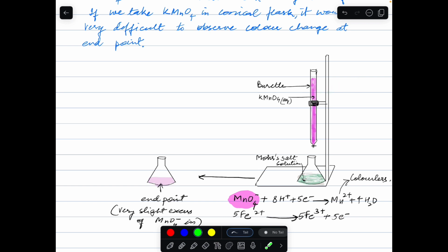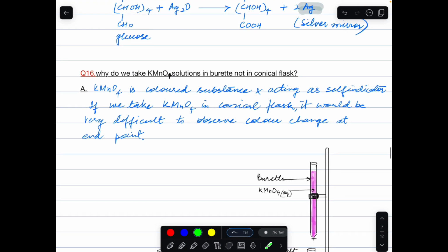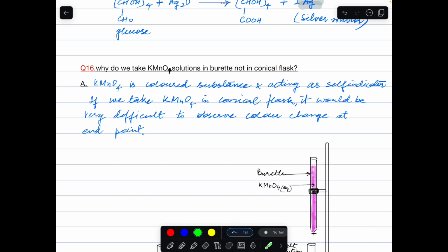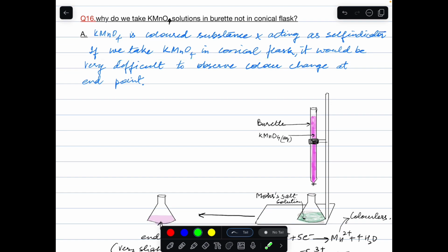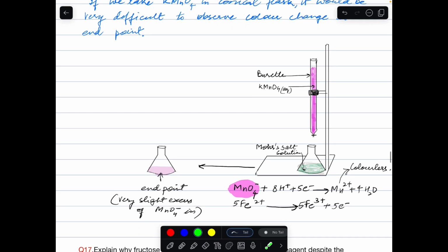So why are we doing this reverse? The one we should take in the conical flask, we have taken in the burette. What is the reason for this? The reason is that here potassium permanganate is acting as a self indicator. As you know, it is an internal indicator. So if we take potassium permanganate in the conical flask, for example, because it is unknown, so it should be in the conical flask according to the common idea, what will happen? It will be very difficult to observe the color change at the end point. But here color change detection is very easy.